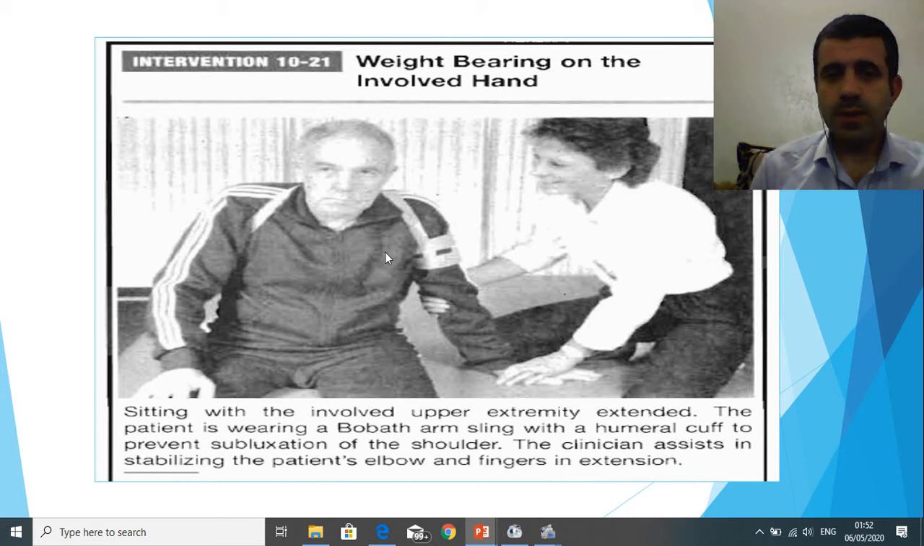So this is a sling, this is called an arm sling, this arm sling.